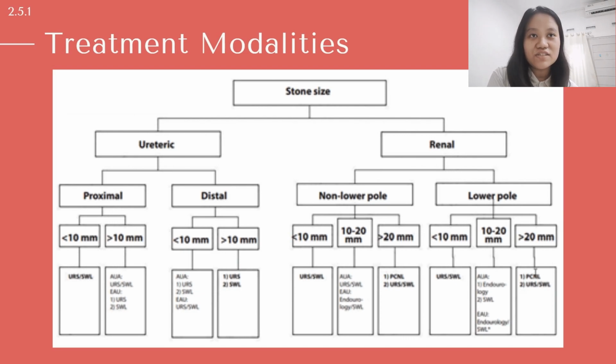And for the renal stone in the upper, medial, and lower pole with stone size under 10 mm, we can use shockwave lithotripsy as the first choice. And for the stone with size 10 until 20 mm, we can use shockwave lithotripsy as the first choice, or we can also use endourology. And for the last, for the stone with size over 20 mm, we can use percutaneous nephrolithotomy in the kidney stone.